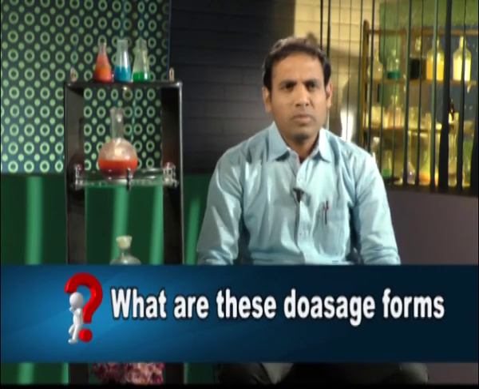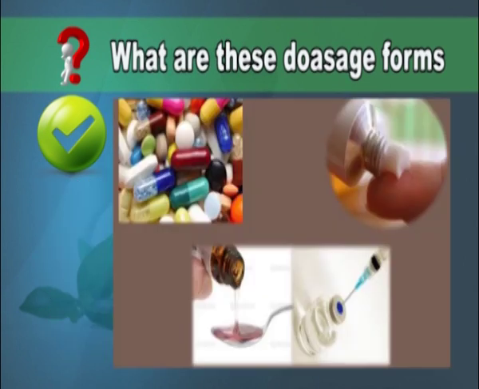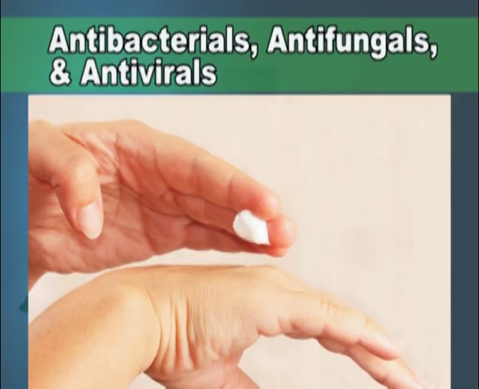What are these dosage forms? These dosage forms are topical dosage forms intended for external application on the skin to provide local or systemic effect. They may also be used for protective or cosmetic purposes. As the name indicates, it is neither completely solid nor liquid, rather exists as partial solid and liquid. Semi-solid dosage forms are traditionally used for treatment of topical ailments.